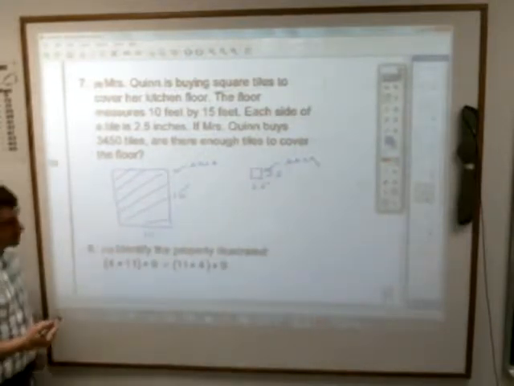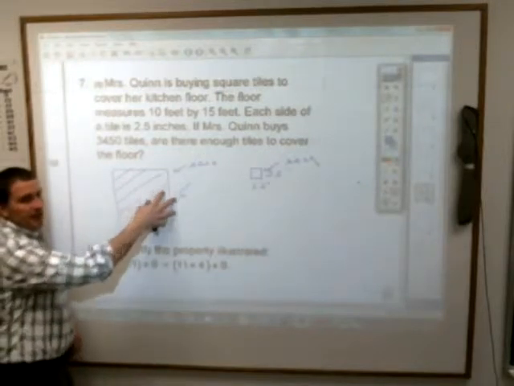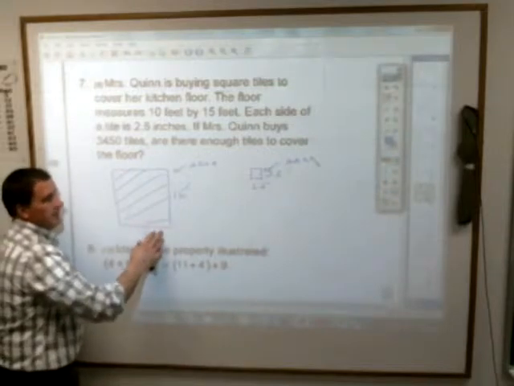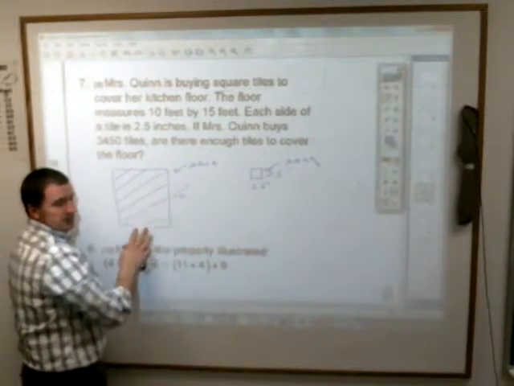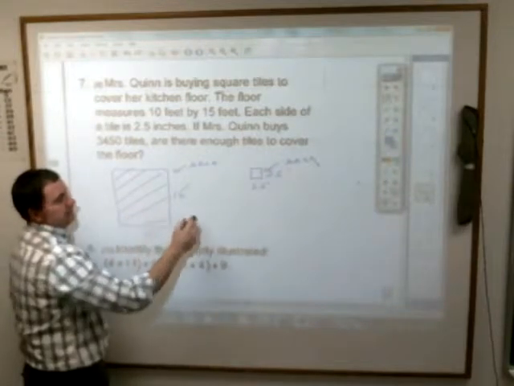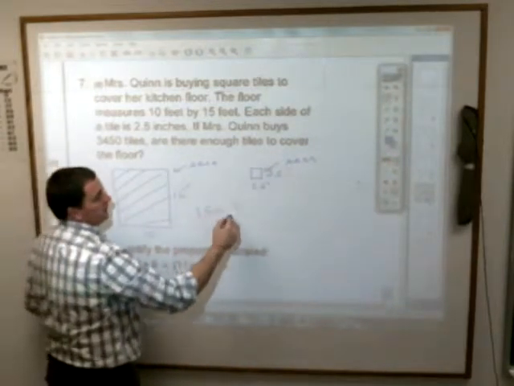And I would suggest that you change these to inches right away. Right, Lucas? The reason for that is, if you did how many square feet this is, it's a pretty easy calculation. Well, how many square feet is this? 10 times 15. It's 150 square feet.